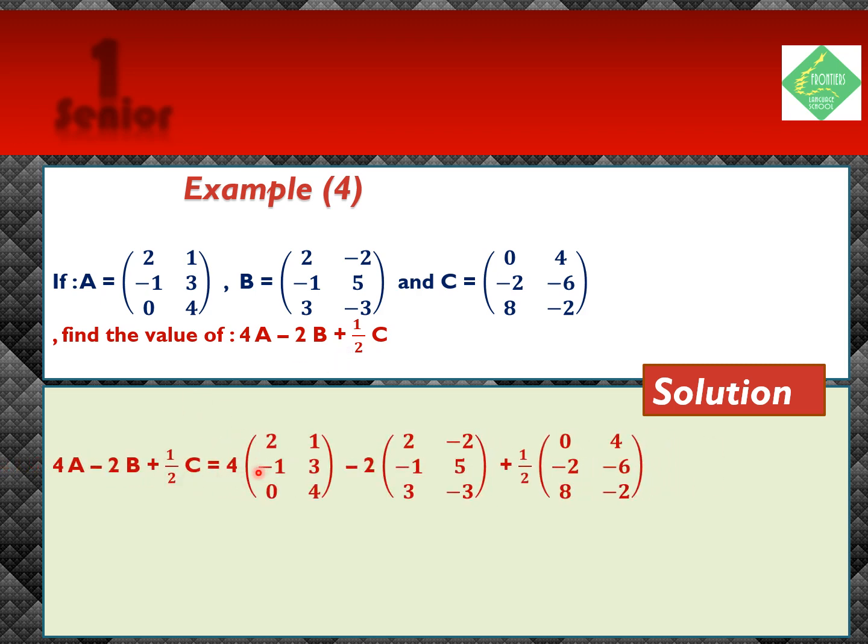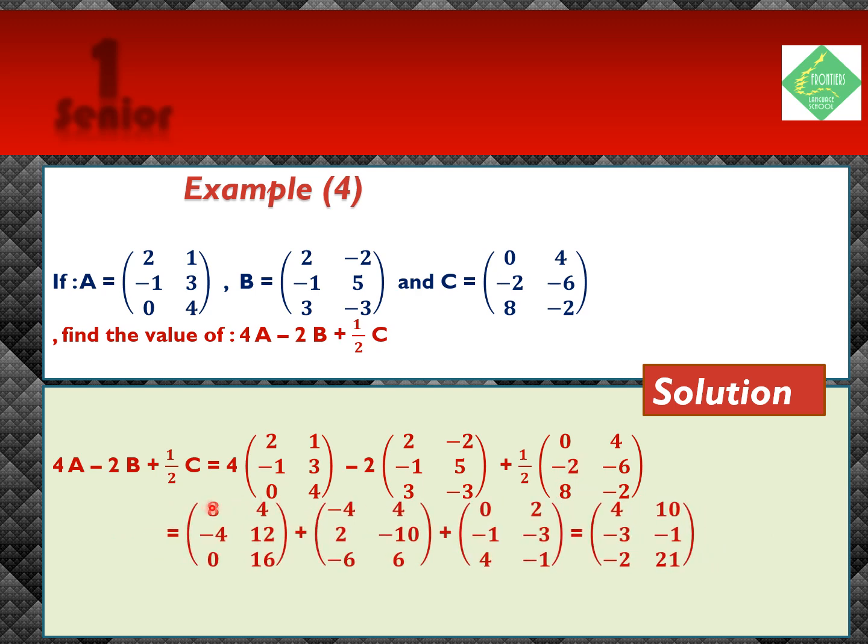For multiplying A, 4 multiplying each element in A, minus 2 multiplying each element in B, plus half multiplying each element in C. You get this matrix as you see. Now you will add: you replace negative by positive and insert it to each element in P by multiplying. You get negative 4, 4, 2, negative 10, negative 6, and 10, and 6 also. And add them to 0, 2, negative 1, negative 3, 4, negative 1. You can get the result easily: 4, 10, negative 3, negative 1, negative 2, and 21.